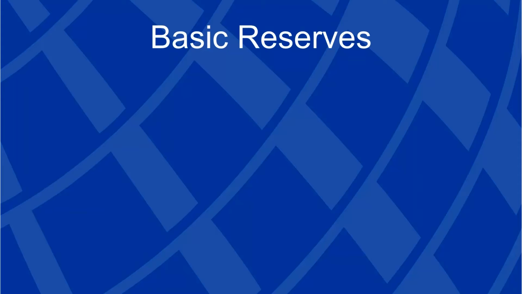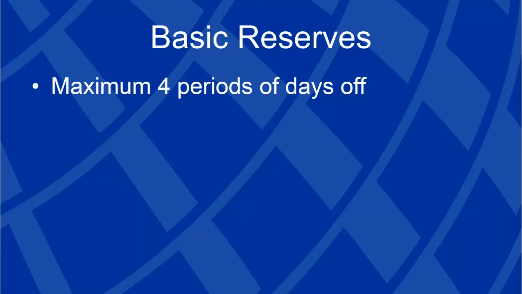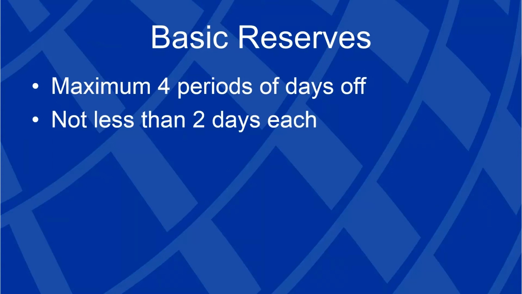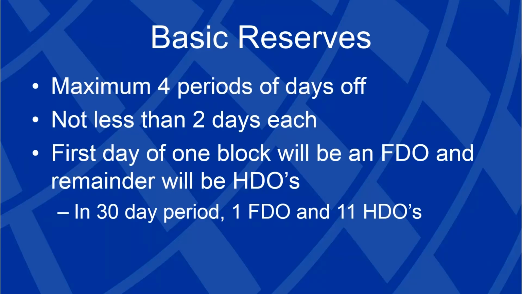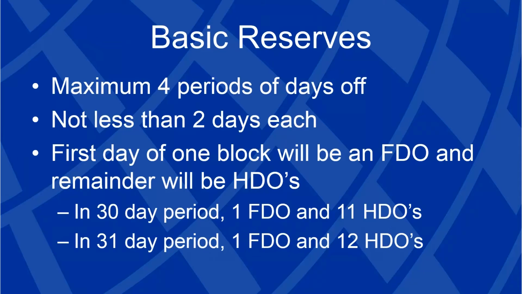For basic reserves available for the full bid period, schedules shall be constructed with a maximum of 4 periods of days off, consisting of not less than 2 days each. The first day of one of the day off periods shall be an FDO, and the remaining days off shall be HDOs. In a 30-day bid period, this means that the basic reserves will receive 11 HDOs and 1 FDO. In the 31-day period, basic reserves will receive 12 HDOs and 1 FDO.